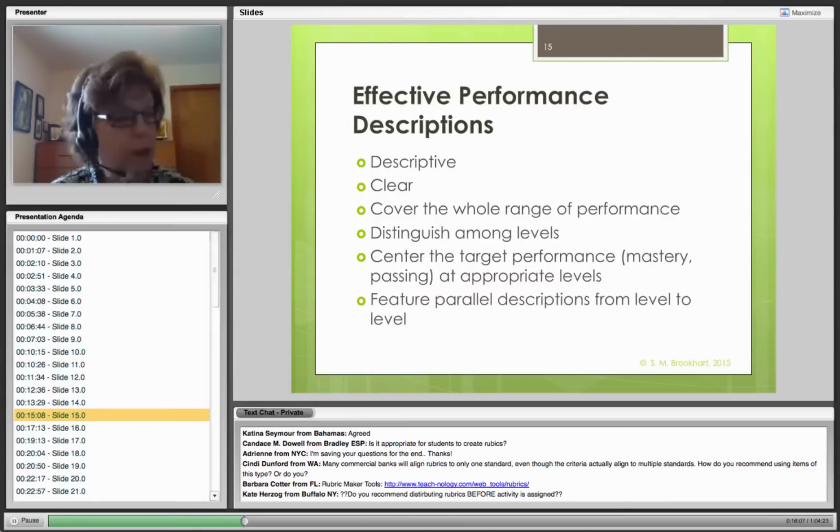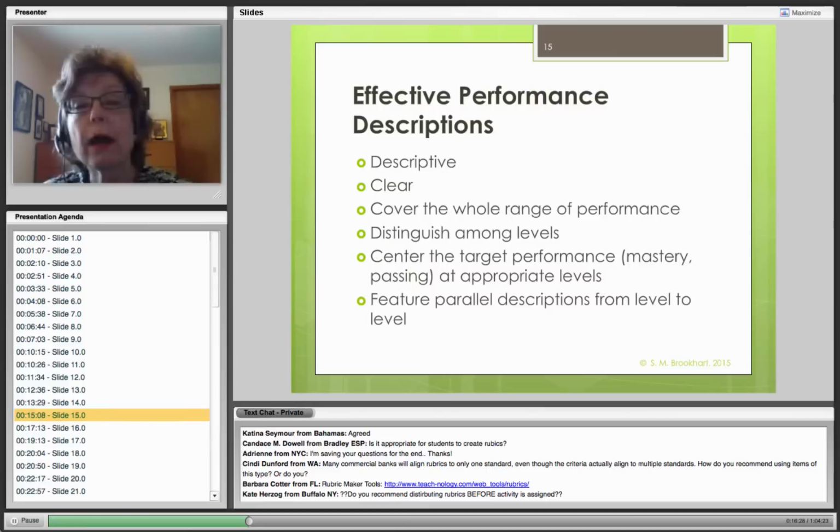Performance descriptions need to distinguish among levels. If you're trying to write 4 levels and you keep ending up having 2s and 3s that sound exactly the same, that you can't really tell whether something's a 2 or a 3, then you've got too many levels. They also need to center the target performance at appropriate levels.